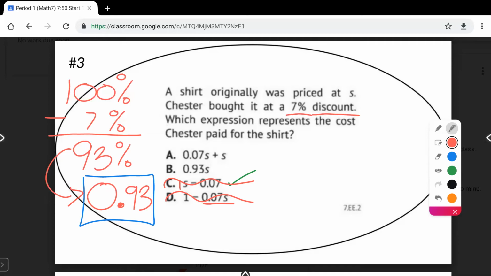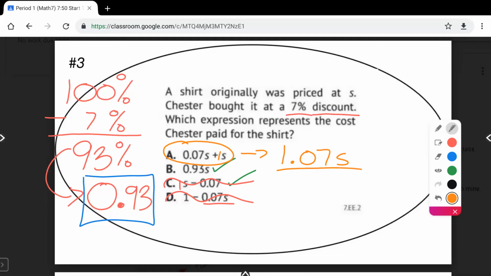Now, last but not least, we're choosing between A and B. I know some of you are probably looking at it saying, yes, we know the answer is going to be B. And it is going to be B. But here's the reason why. If you look at A, it is technically mathematically correct. It just doesn't answer the question. Because if I drop a 1 in front of S right there, this becomes 1.07S. That's what that simplifies to.